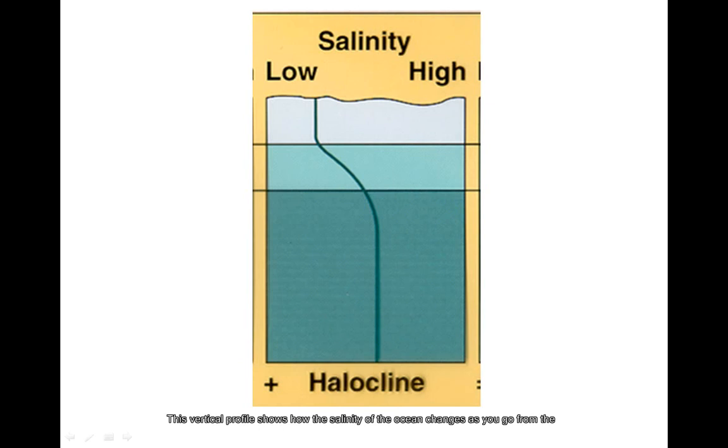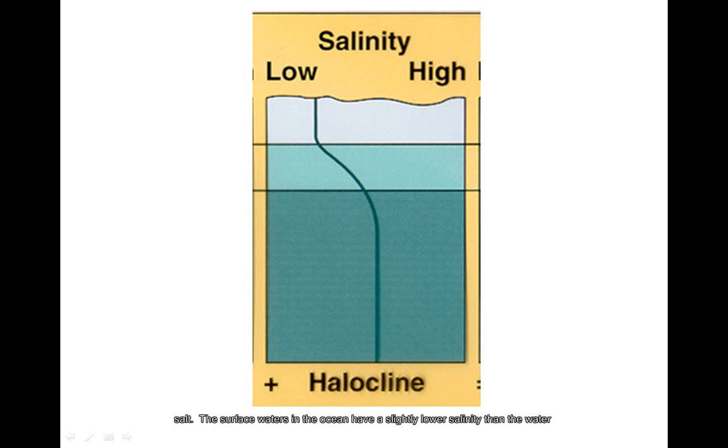This vertical profile shows how the salinity of the ocean changes as you go from the surface down to the bottom. We'll get into salinity more in a minute. Basically, it is the amount of salt and other chemicals dissolved into the ocean. Water with a high salinity has lots of salt dissolved into it. The water with a lower salinity has less salt.